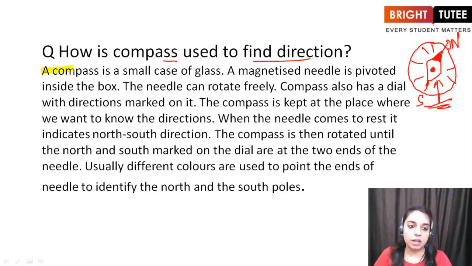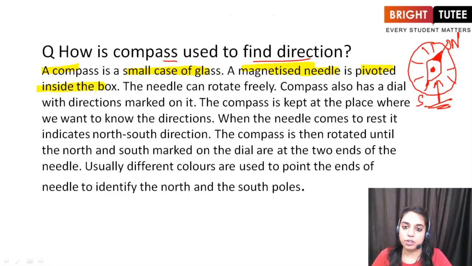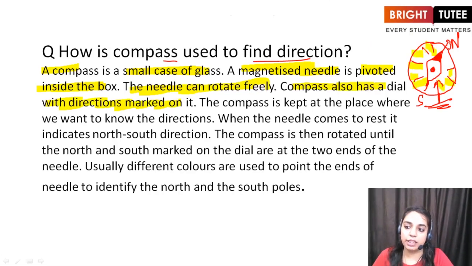So children, a compass is a small case of glass. It is a case of glass, and a magnetized needle is pivoted inside the box. So inside the box there is a magnetized needle. The needle can rotate freely. A compass also has a dial with the directions marked on it, like northeast, southeast, southwest. All the directions are marked in it, along with the degrees which are also written there.